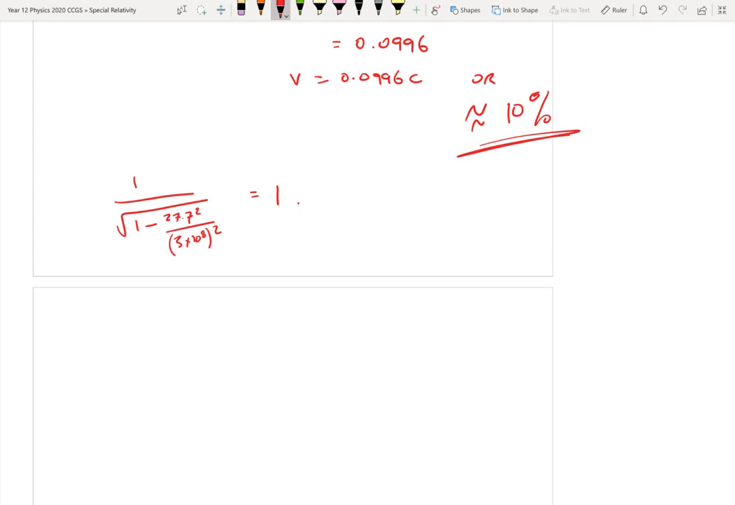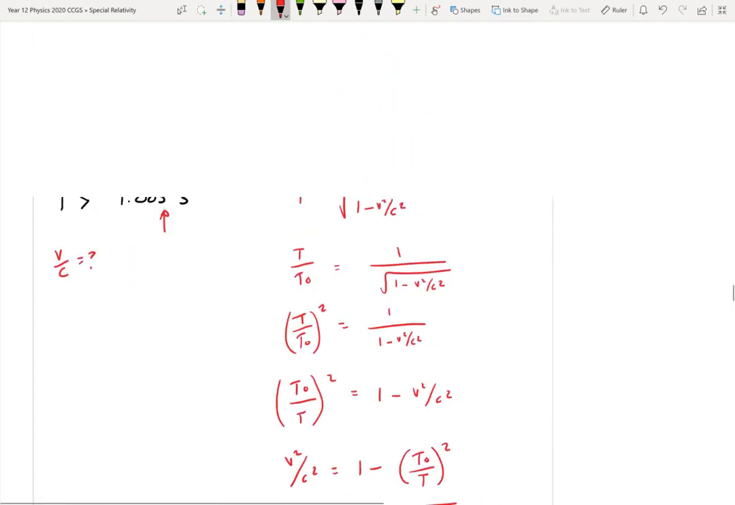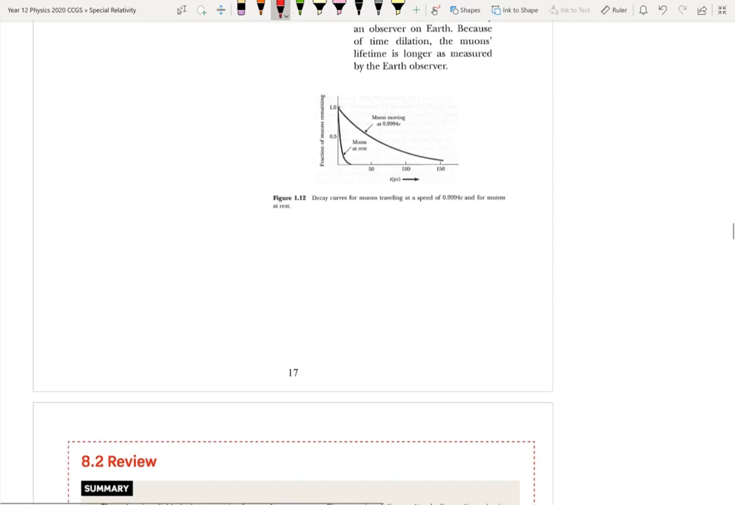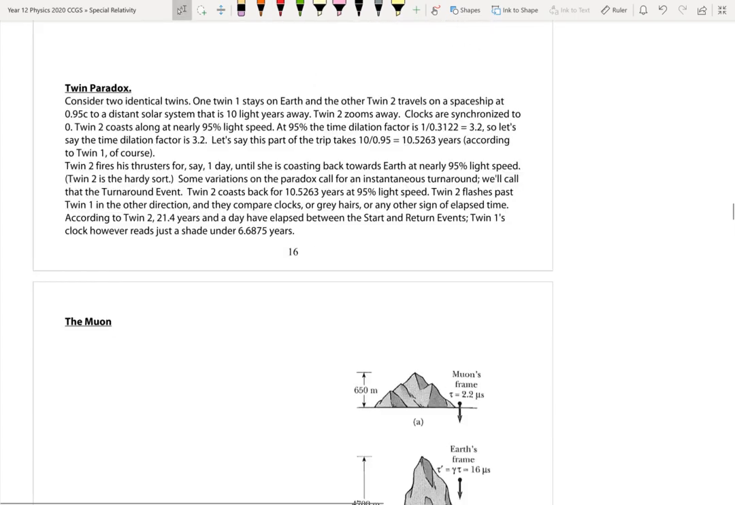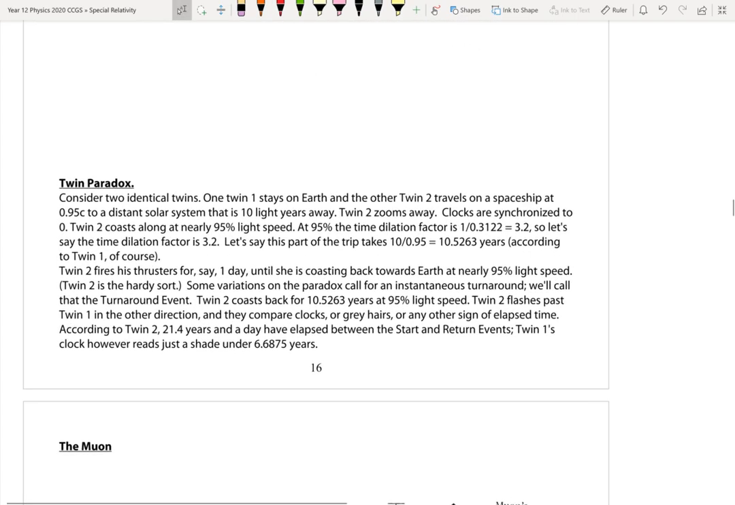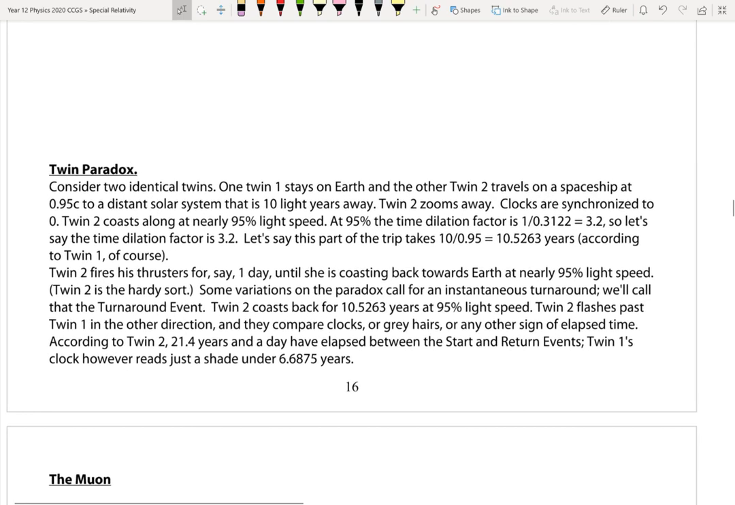So he would say, no, I saw your clock slowed by that factor, and they are not in agreement. Simultaneity does not exist when you're moving at relativistic speeds. It should be strange. It doesn't make sense. There's a paradox that I placed at the bottom of page 16. Yes, the twin paradox. Now, just have a quick read.